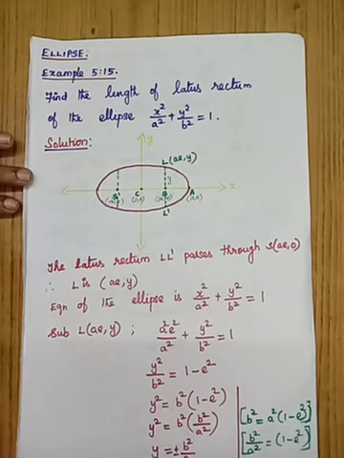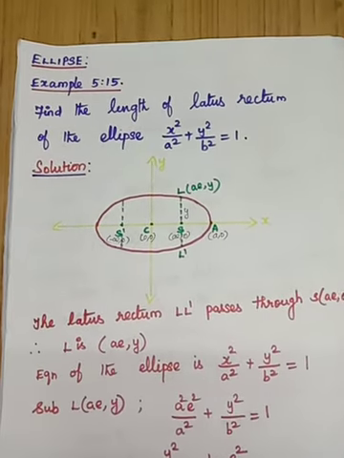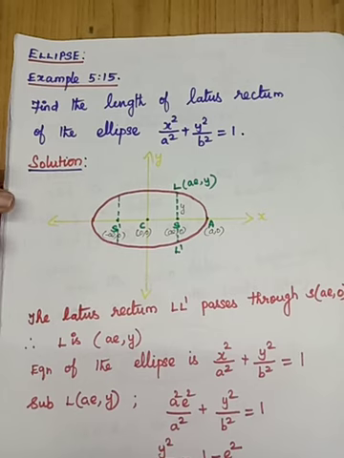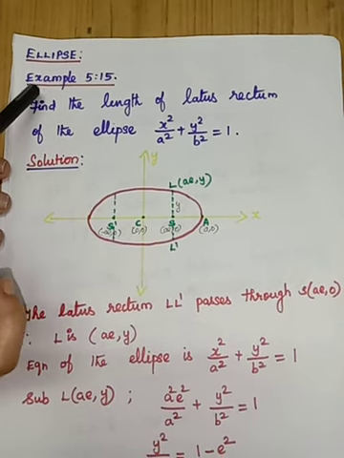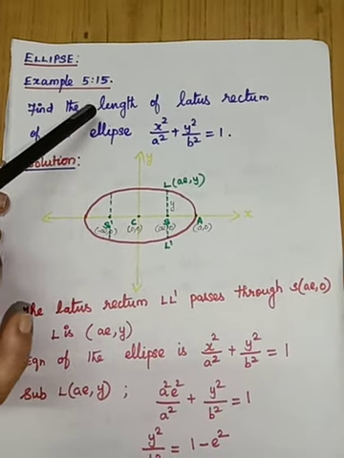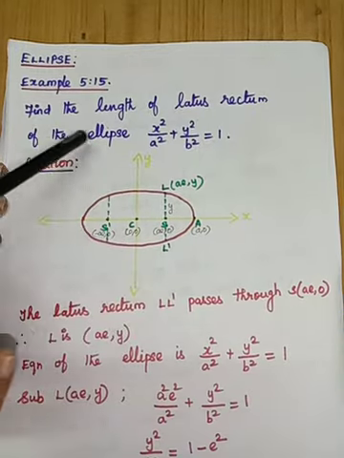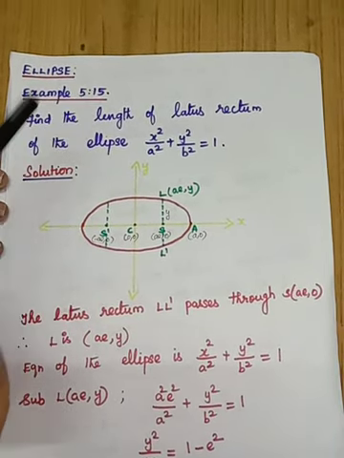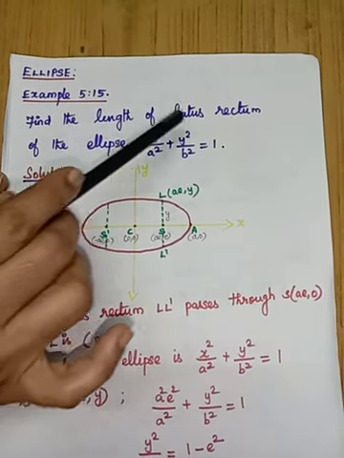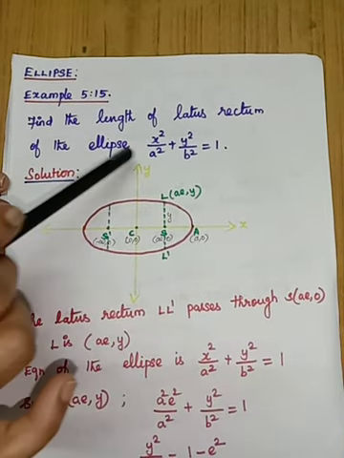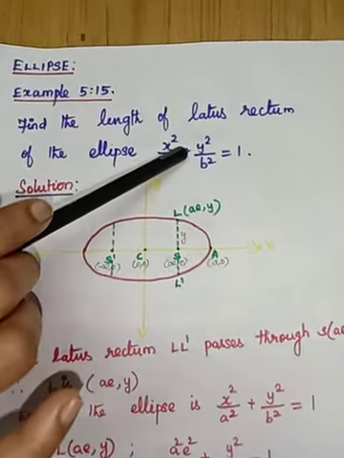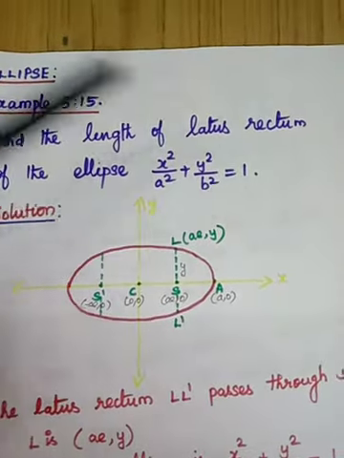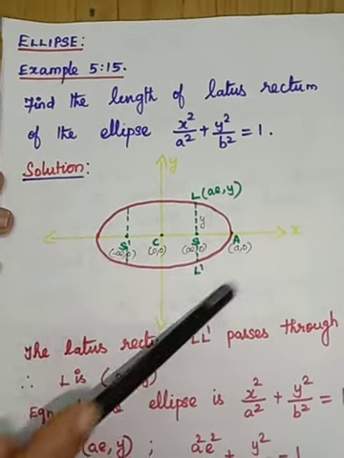Students, today we are going to see the problems involving ellipse. First, we are going to obtain the length of the latus rectum of the ellipse. It is example 5.15. Find the length of the latus rectum of the ellipse x squared by a squared plus y squared by b squared is equal to 1. So I have drawn the ellipse.